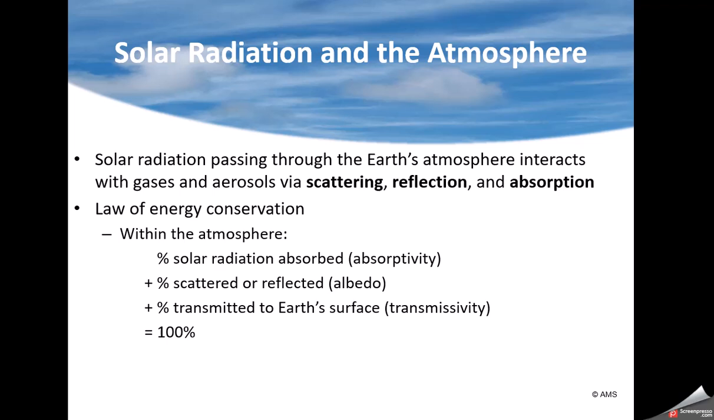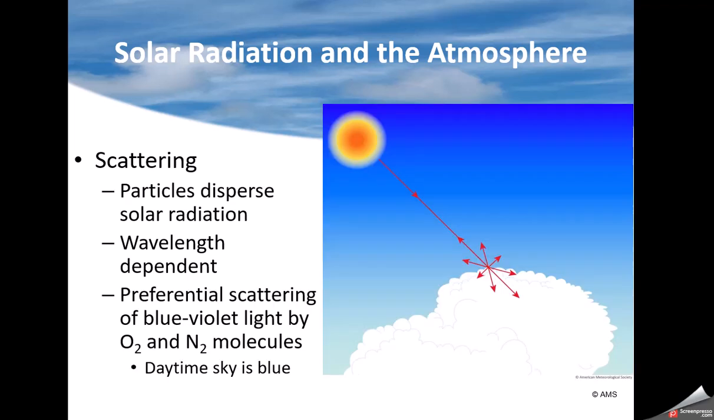So, not all energy reaches the Earth. Some of it's scattered, some of it is reflected, and finally, some of it is absorbed. So, because of the law of energy conservation, 100% of all this energy must be accounted for. And those are the 3 things that do it.